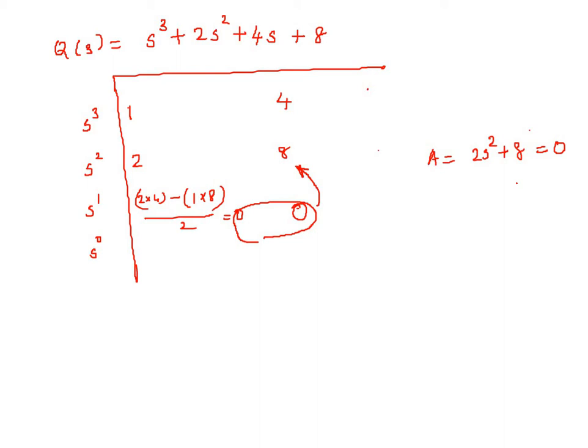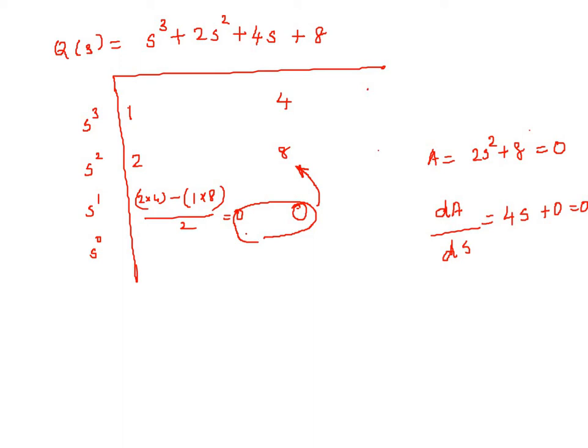Now what we have to do? Now you have to find the derivative of this auxiliary equation, or first differential of this auxiliary equation with respect to s. So find dA by ds, that will be 4s plus 0 equal to 0. Now replace the coefficient of this equation here in the all zero row.